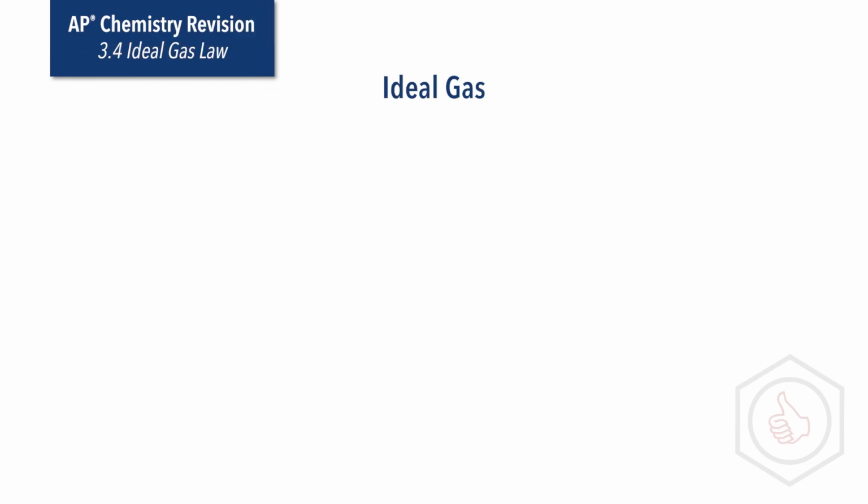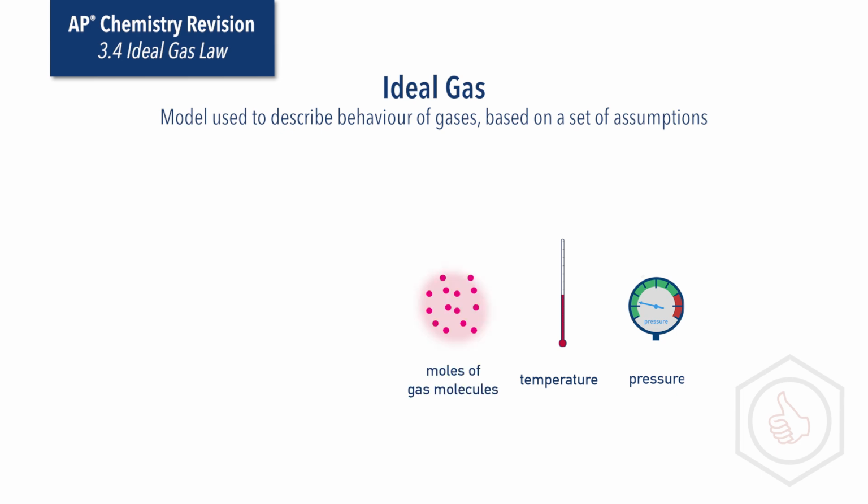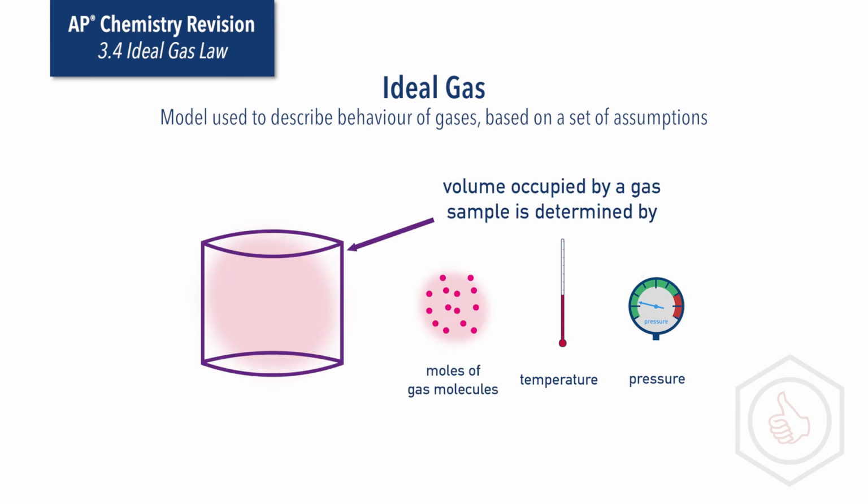An ideal gas is a simplified model used in chemistry and physics to help us understand and calculate gas behavior. The model itself is based on a set of assumptions. These assumptions enable us to consider that only temperature, pressure, and moles of a gas determine the volume it occupies, meaning we can ignore the type of gas that it is.